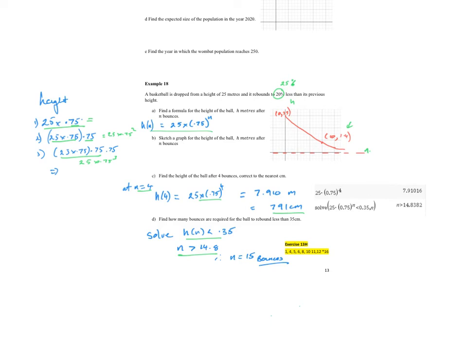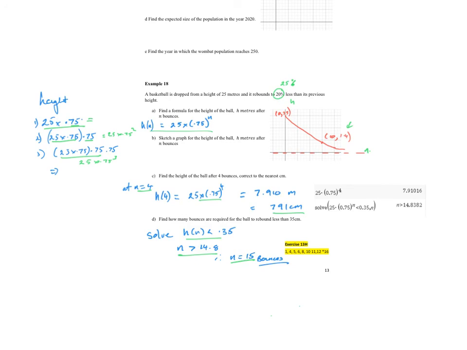Now, it doesn't matter where that point is. If we want it to come up less than 35 centimeters, it's got to be at least 15 bounces. So even if it was 14.1, we would need to round it up to 15 bounces, because it will take 15 bounces for it to first rebound less than 35 centimeters.